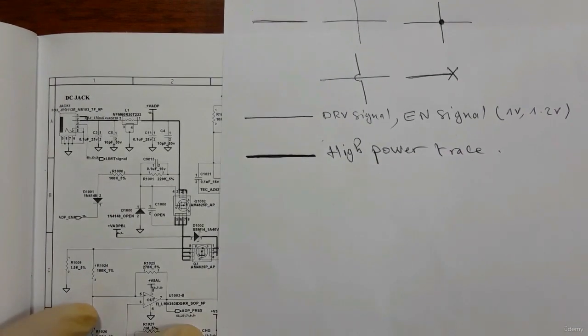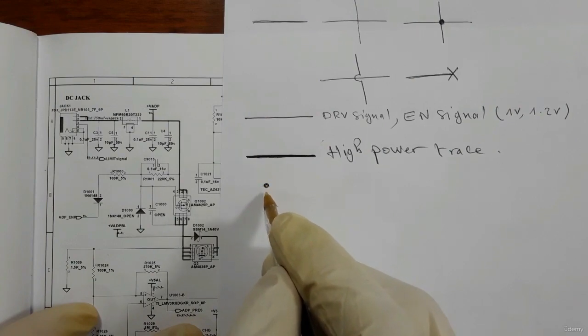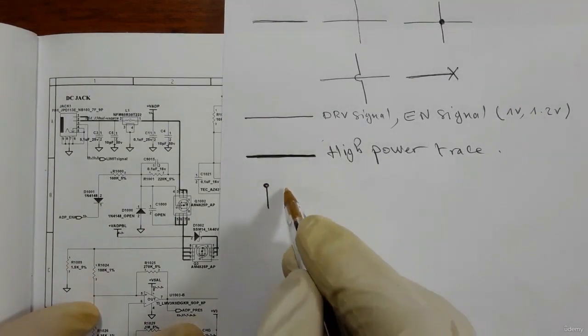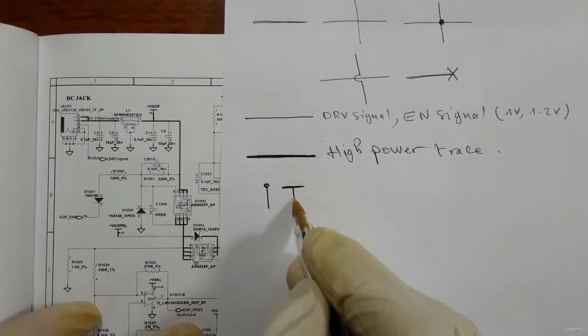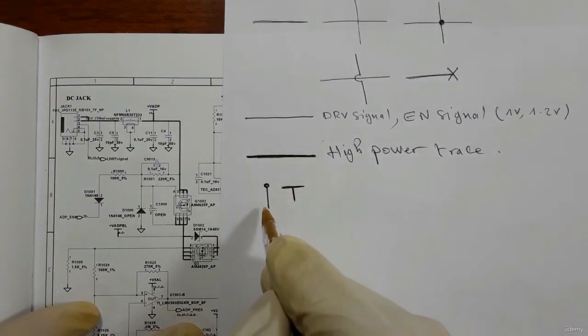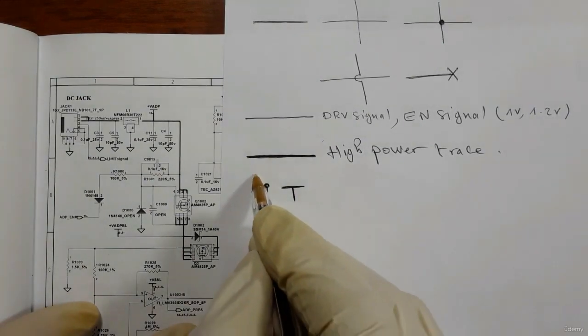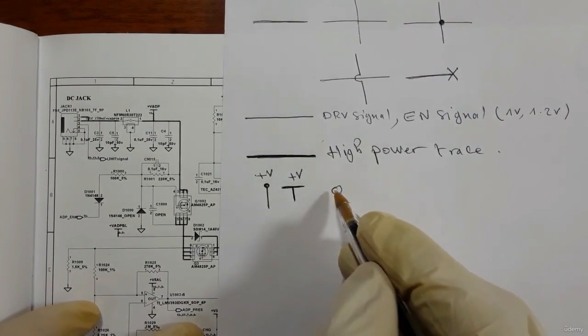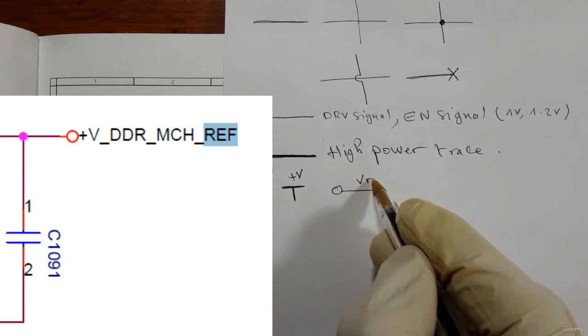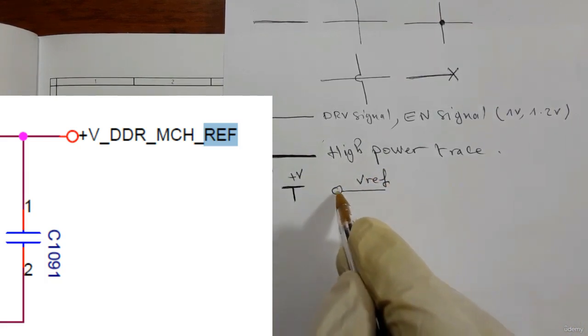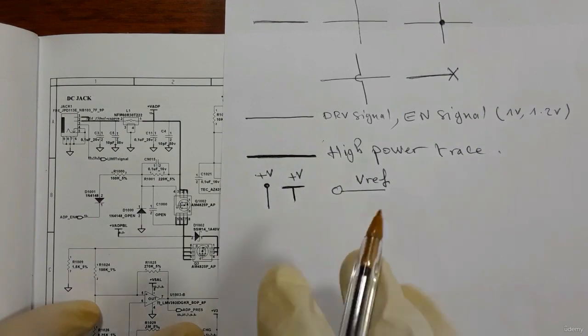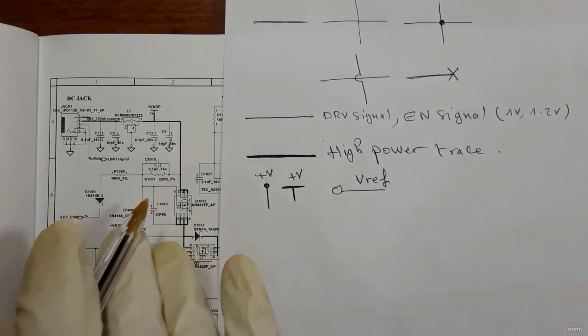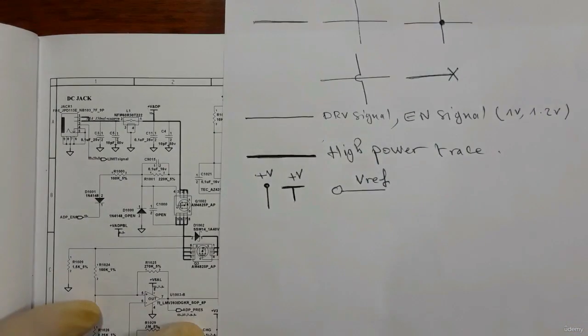So if you find this symbol in the motherboard, as you can see here, or this, it means this is a voltage terminal. Here we have plus V, also here we have plus V. But if you find it like this, it is a V reference. A line with a circle means V reference. We will see all this in the schematic and in the motherboard. Don't worry, I'm going to teach you step by step until you become a professional. Just follow with me, okay?